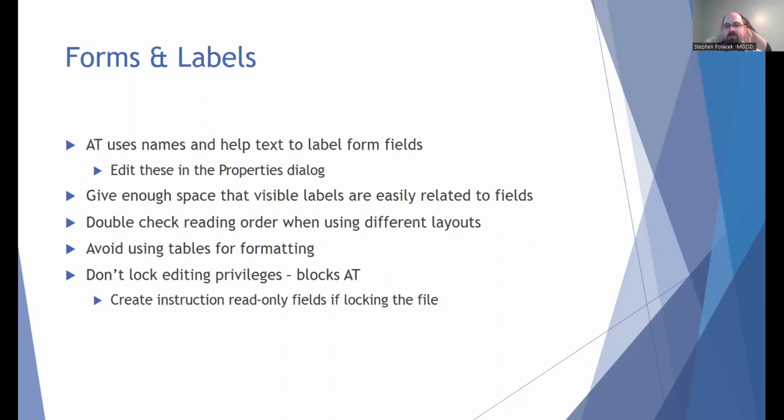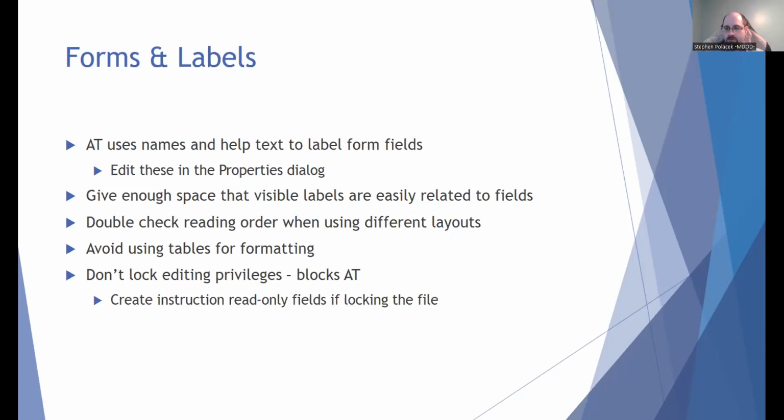You also want to make sure that you're giving enough space so that any visible labels you create are easily related to fields. Again, just making sure that if it's to the left of the box or it's above the box, you're giving enough space between the next set of data that you're asking for, so that people visibly are easily able to distinguish what label is going to what field.